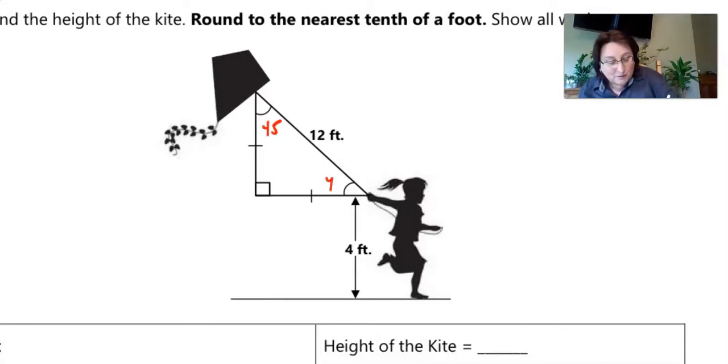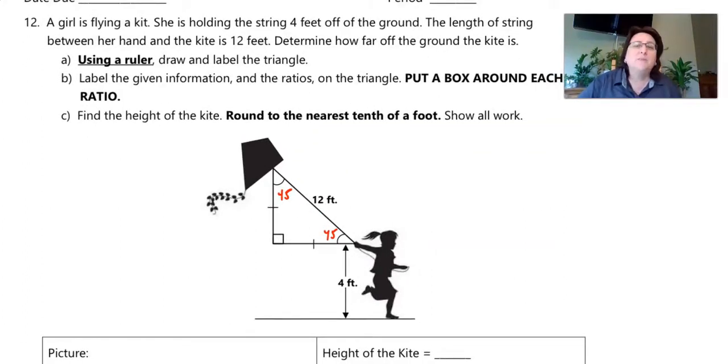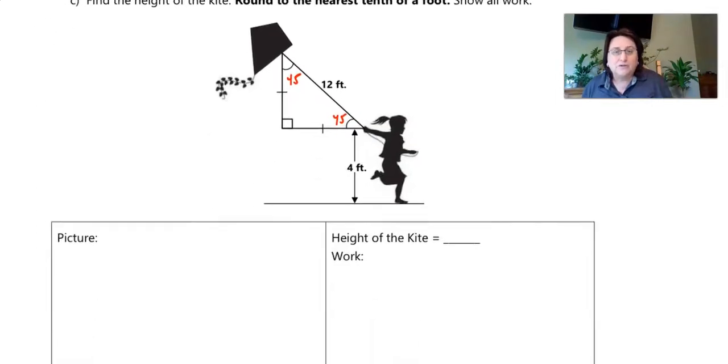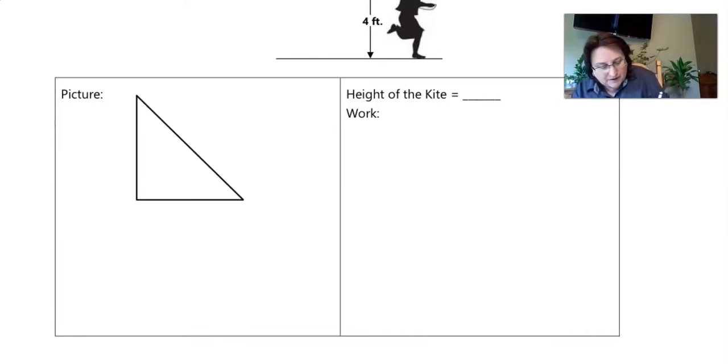So that means that we can use the ratios for special right triangles to solve for this. Okay, so it says we want to draw and label the triangle. So we're going to go down and draw and label the triangle, and then we're going to label the information, and we're going to find the height of the kite. Okay, so here's what this looks like. The only reason I'm coming down here to redraw the triangle is so that you guys can see what we do at the very, very end.